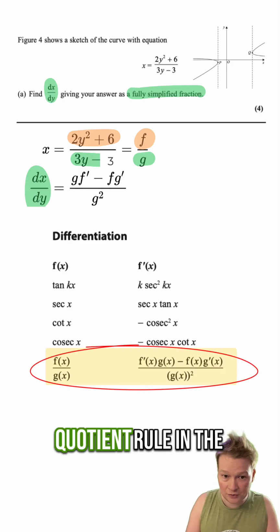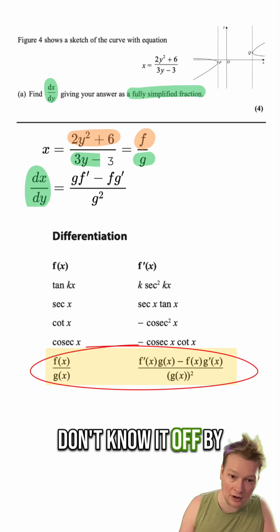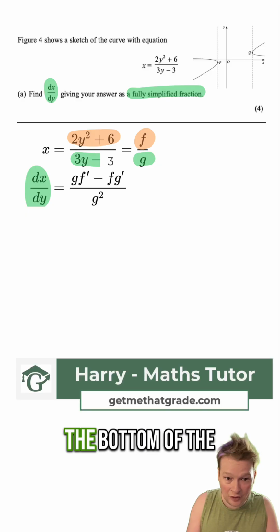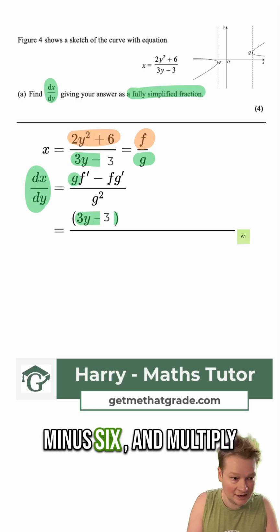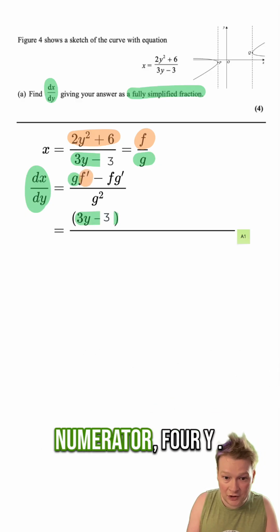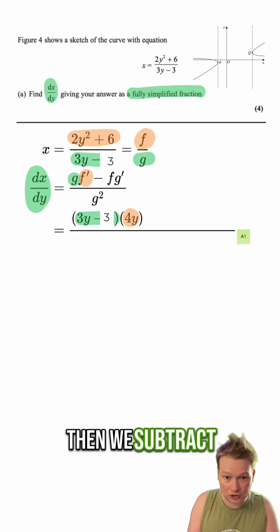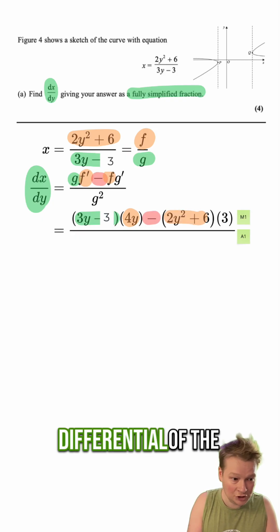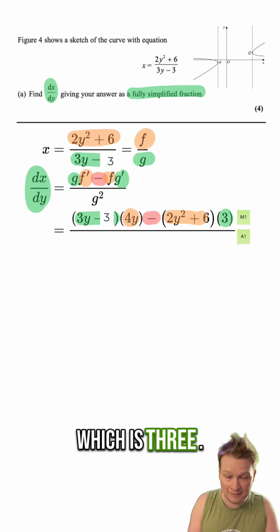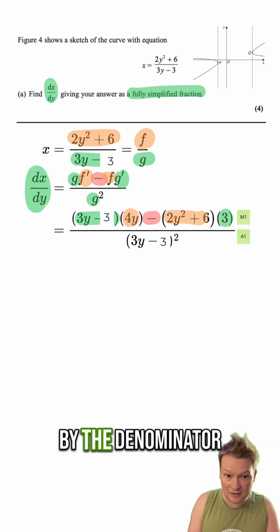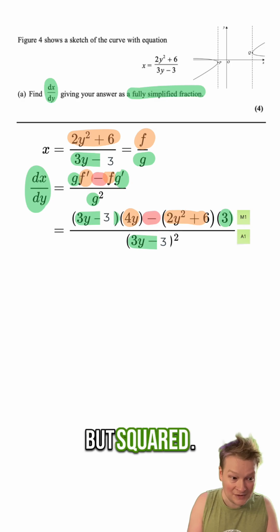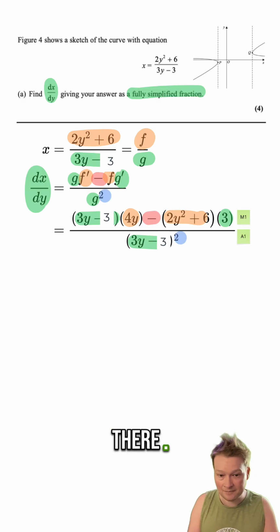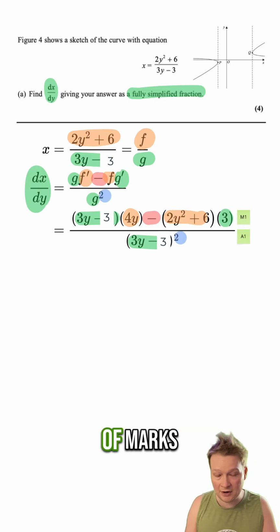So we can look up this quotient rule in the formula book, if you don't know it off by heart already. It says take the item on the bottom of the fraction, 3y minus 6, and multiply that by the differential of the numerator, 4y. Then we subtract the numerator multiplied by the differential of the denominator, which is 3. And then we divide that by the denominator, but squared. Don't lose that square there. If you get that far, you get your first couple of marks.